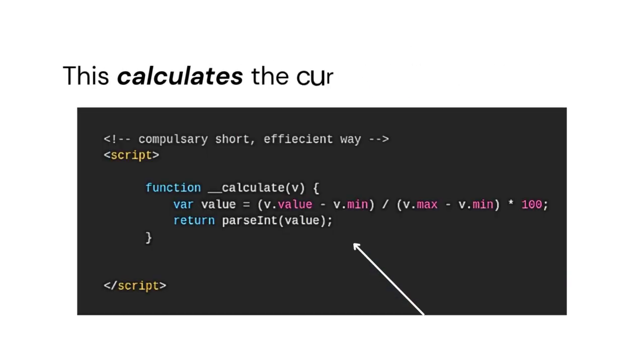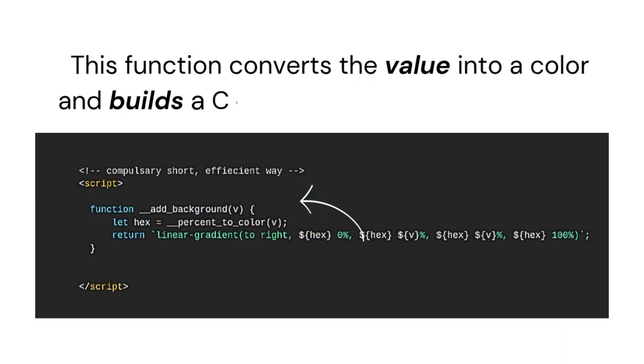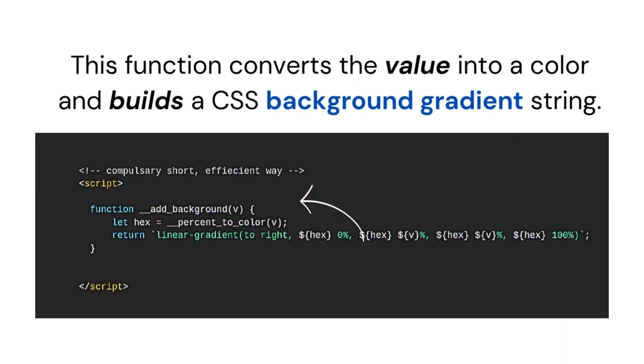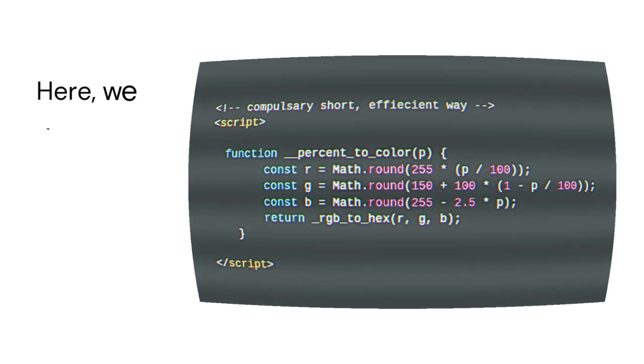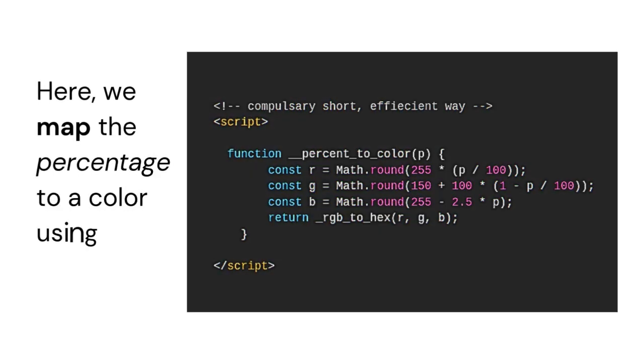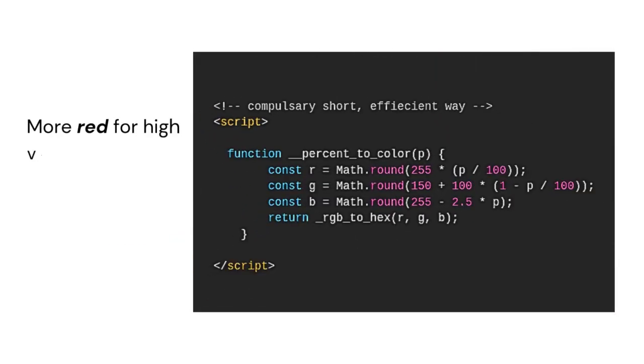This calculates the current value percentage. Then target the .with-css slider. This function converts the value into a color and builds a CSS background gradient string. Here, we map the percentage to a color using RGB math. More red for high values, more blue for lower ones. Simple but effective.